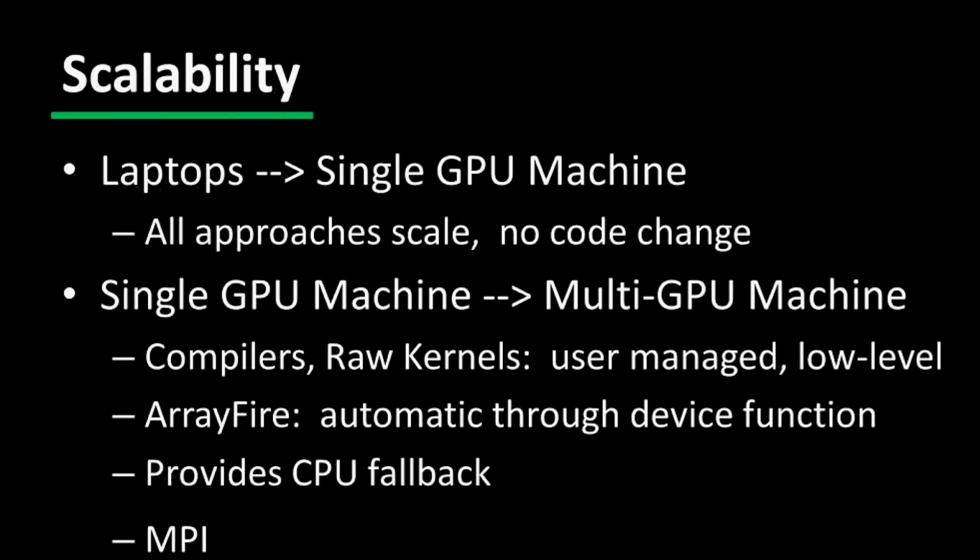Let's talk about scalability. With ArrayFire, you can write your code and run it on laptops and a single machine. You don't have to make any changes when you go to your single desktop machine. When you go from a single GPU machine to a multi-GPU machine, with compilers and raw kernels it's all user managed and low level. You have to manage your own memory and resources. With ArrayFire, you can very simply switch between devices, rotate around, queue up work, and move on to the next GPU and queue up work.